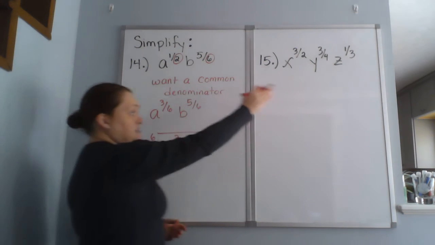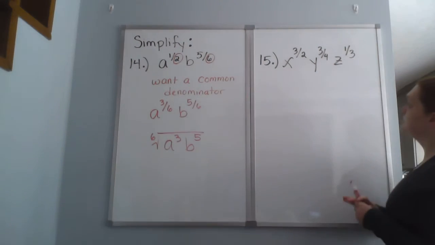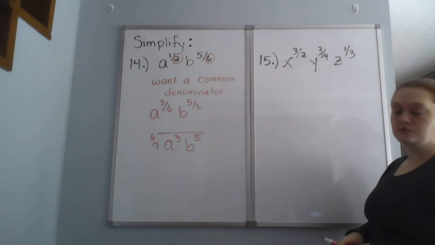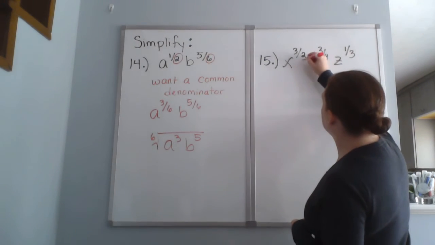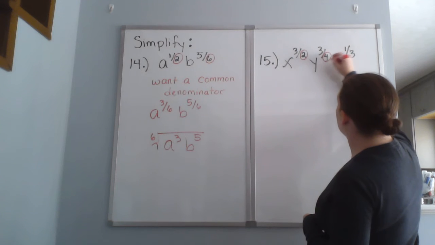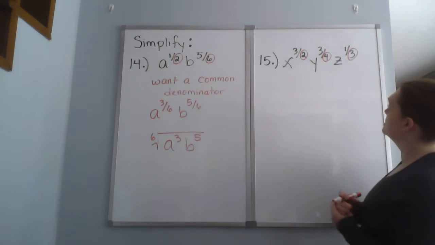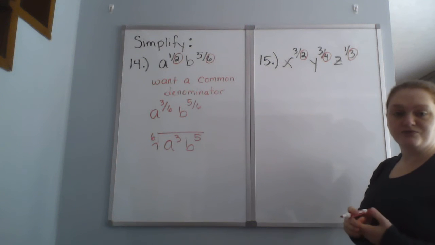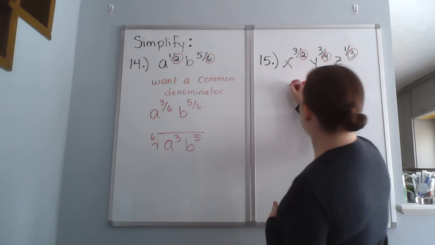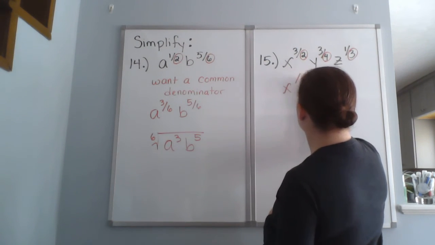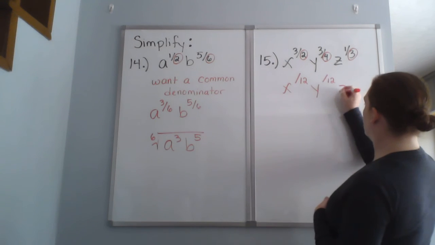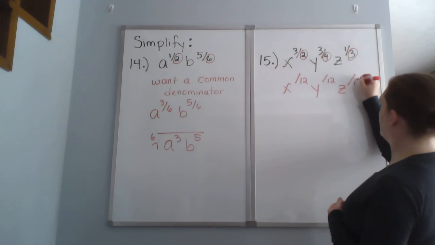Right? 15 is the same idea, the same principle, but now I have 3 different denominators that I need to make common. Okay? So again, you want to focus on the denominators because those are the indexes, the indices. And I want a common denominator. So the common denominator for 2, 4, and 3 is 12. So I want to make this x to the something over 12, y to the something over 12, and z to the something over 12.